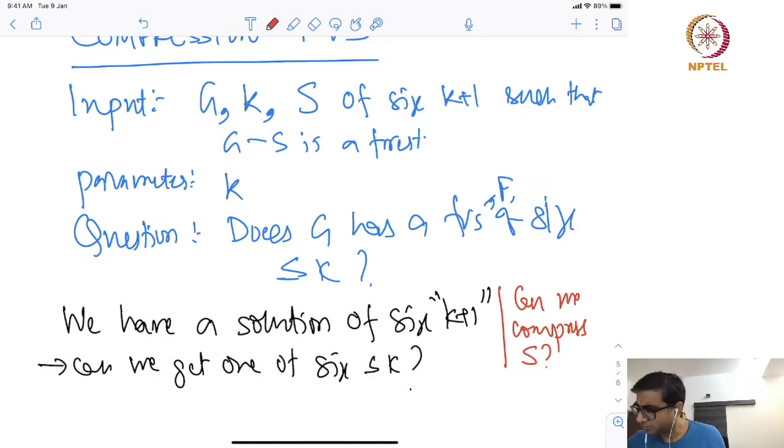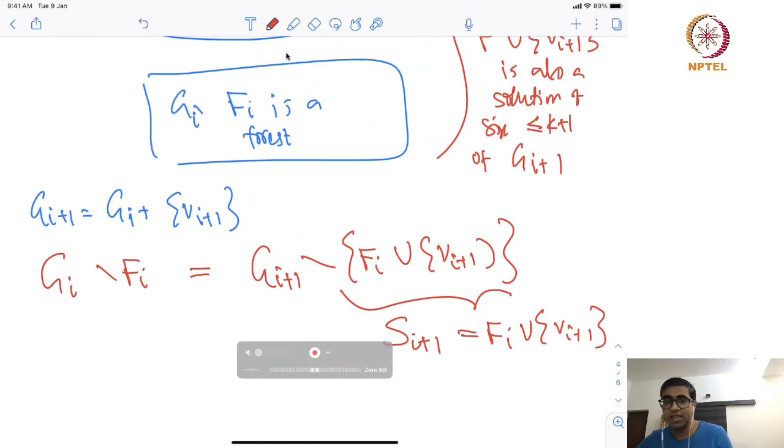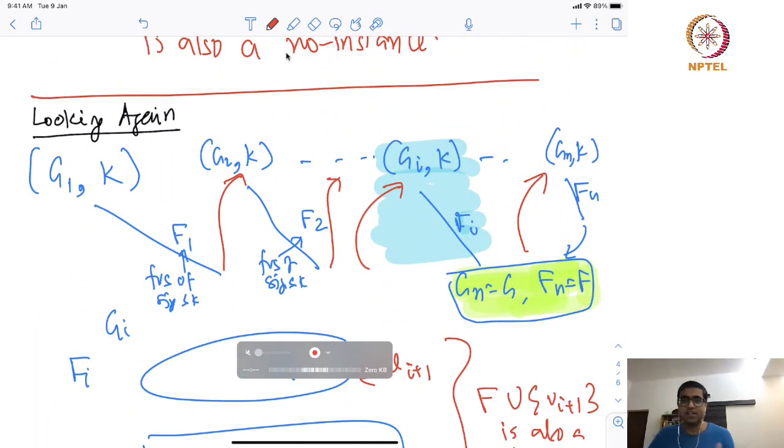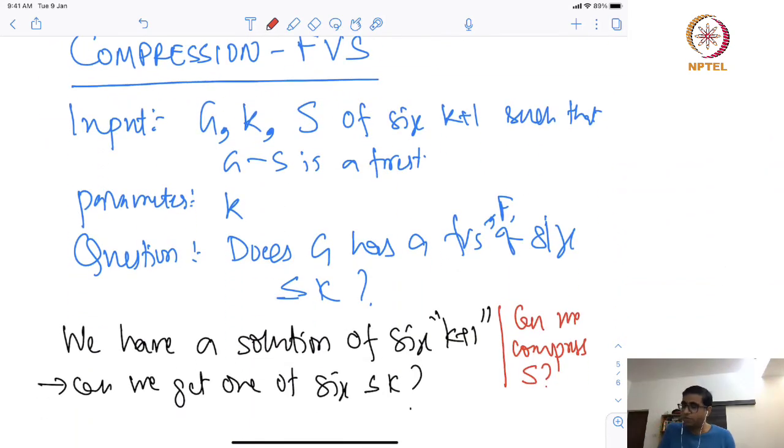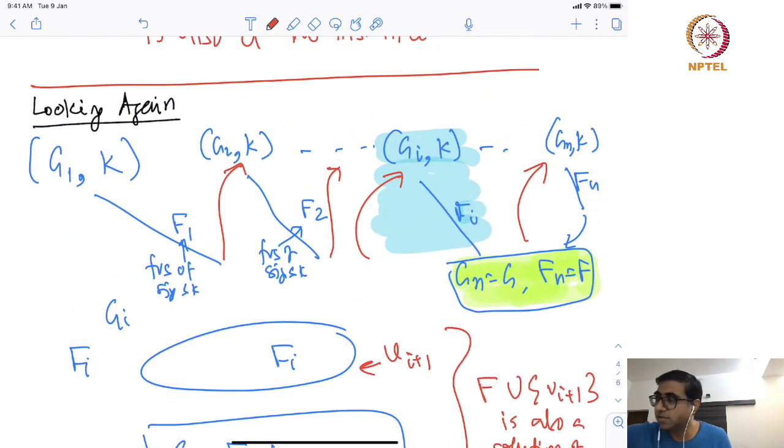Notice that if I had just directly written, input G comma S of size k plus 1, you would ask me where are you getting this solution from? But the way this process is set up, this comes naturally. So it doesn't look like magic that you are looking for a solution of size k, but you are given as input a solution of size k plus 1. This is the strong point of this method, that this solution of size k plus 1 comes from the inbuilt process involved in the whole method.